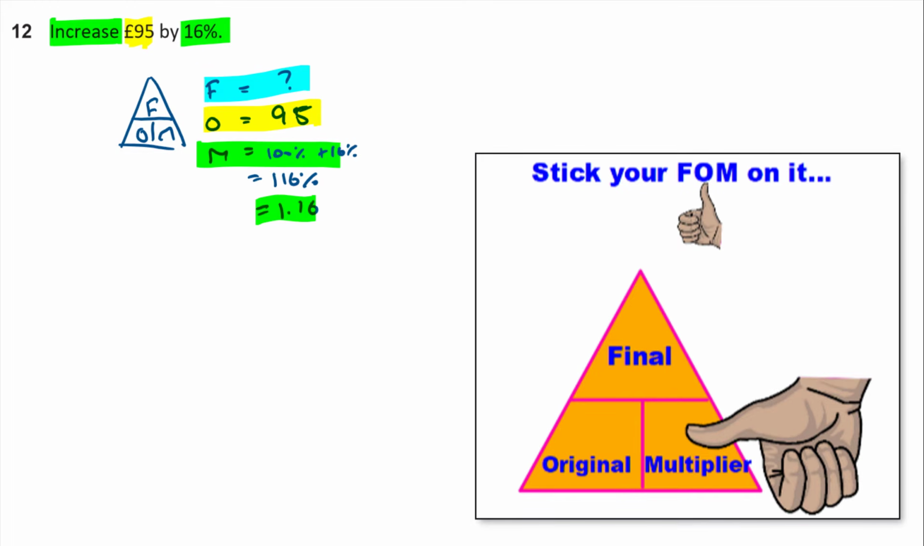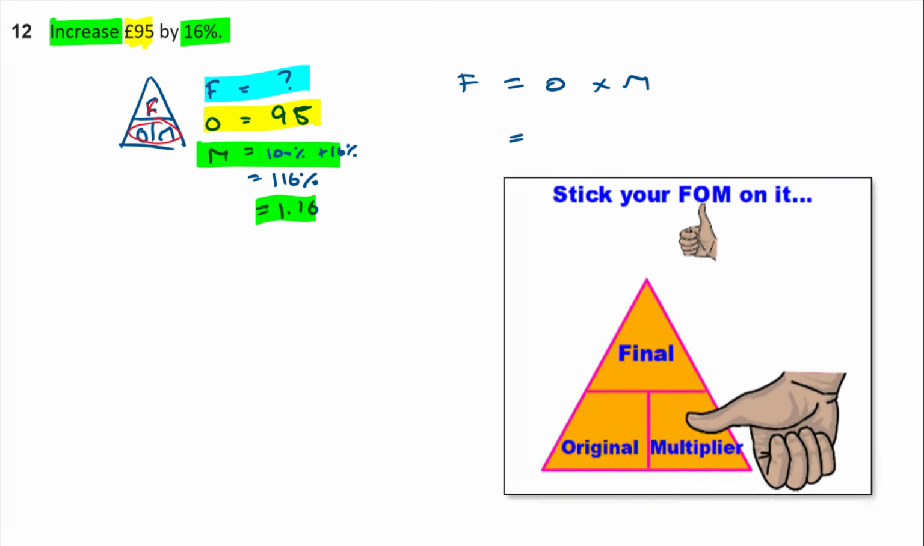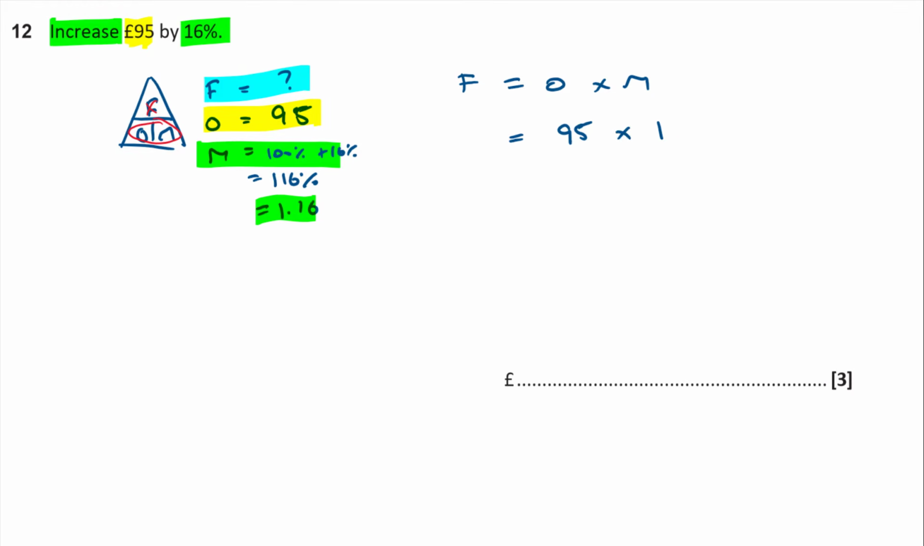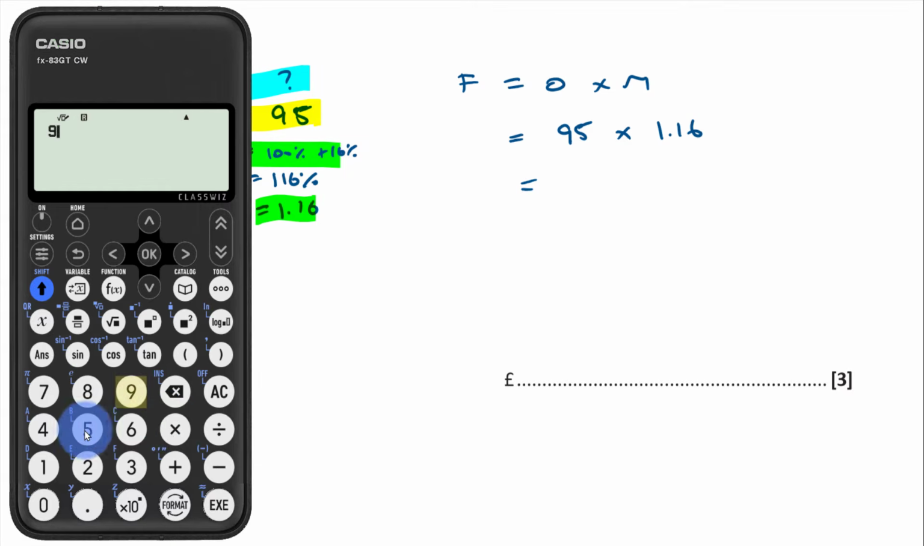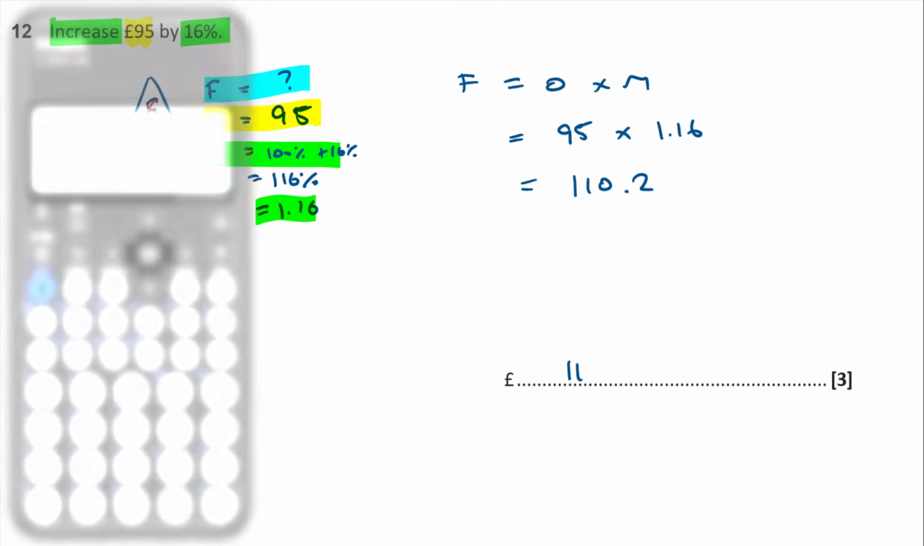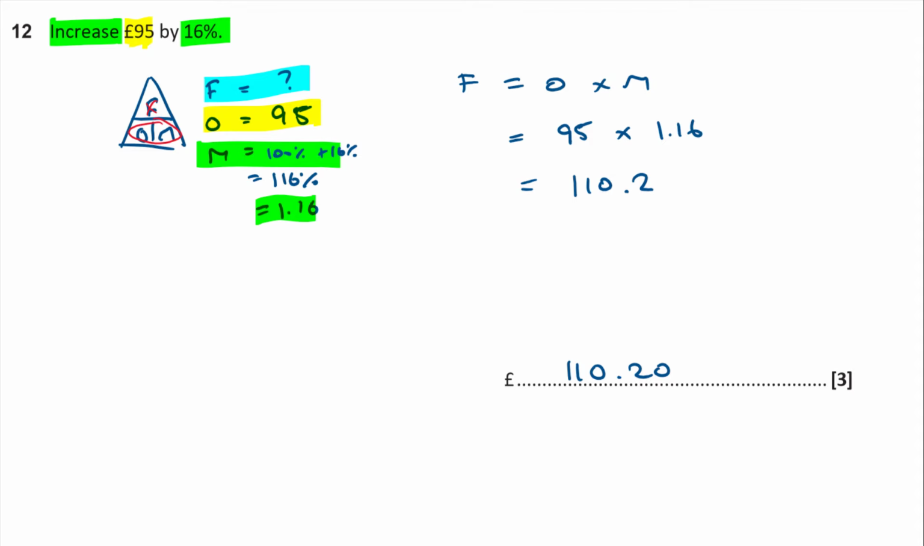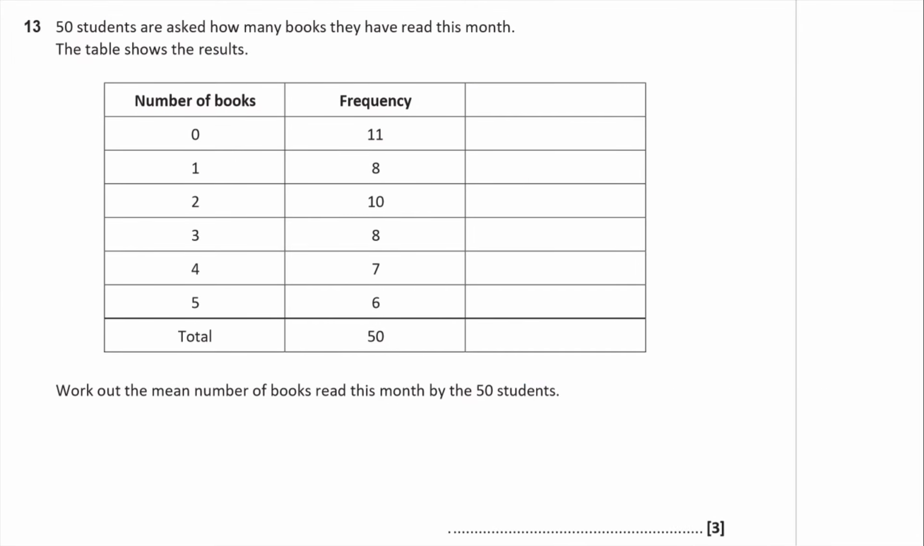And so then the final is what we're going to get when we multiply those two things together. So final equals original times multiplier. It's going to be the £95 times 1.16. So what's that then? 95 times 1.16. That comes out to be 110.2. But this is in pounds and pence, isn't it? So that's £110 and 20 pence. They do often steal a mark off you if you get that 0 on the end, so just be aware of that. £110.20.